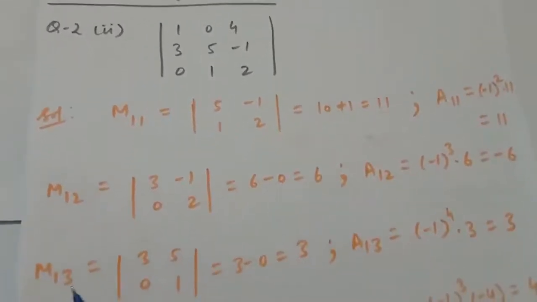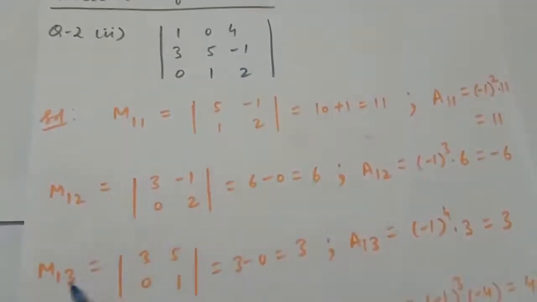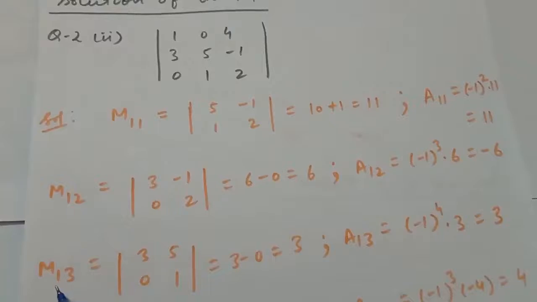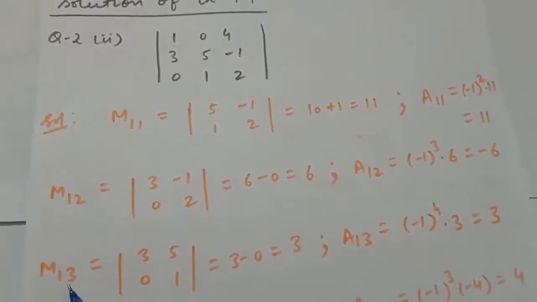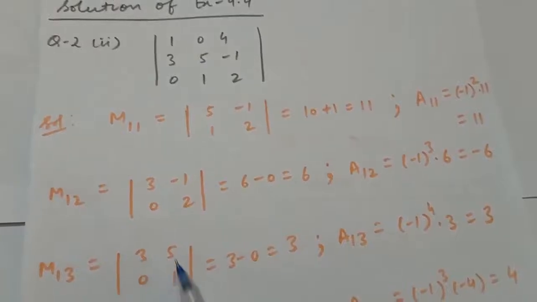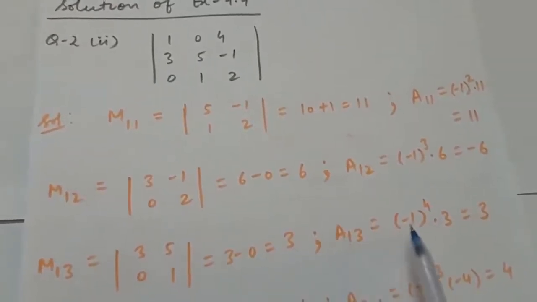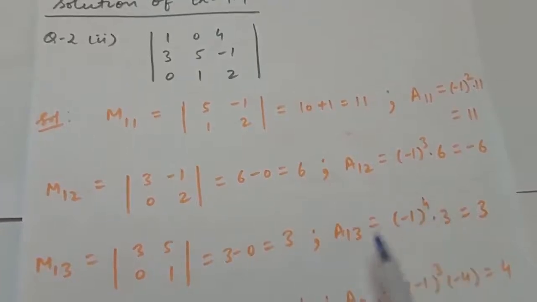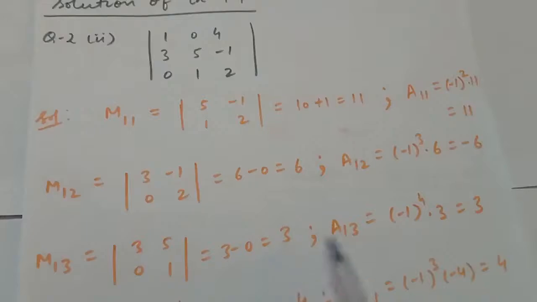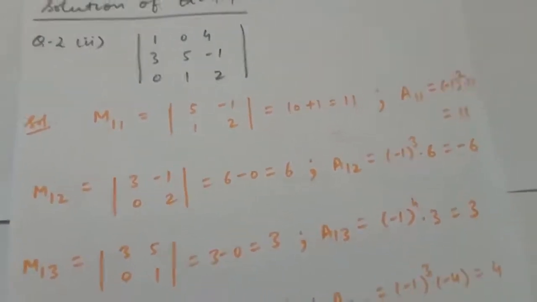Now minor of this element 4, M13. So it is the determinant which you will get after deleting first row and third column. So it will be 3 minus 0 equal to 3, and cofactor will be minus 1 raised to the power 1 plus 3, that is 4, into the minor of the element, that is 3. So the answer will be 3, right?